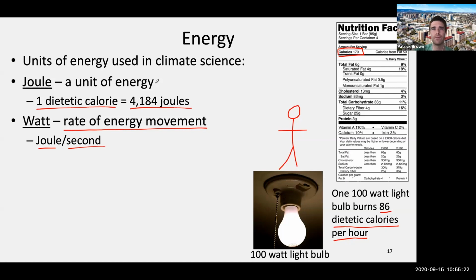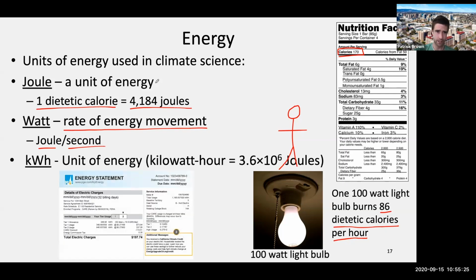And this will not be important for the rest of today, but it's just something to bring up while we're talking about energy. When we talk about energy consumed for electricity, for example, you'll see the unit of kilowatt hour. A kilowatt hour is just 1,000 watts times hours. It's kind of a weird unit, but basically it's just a unit of energy as well. So it's 3.6 times 10 to the 6 joules, so 3.6 million joules.